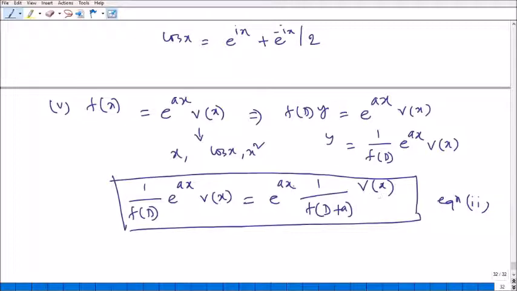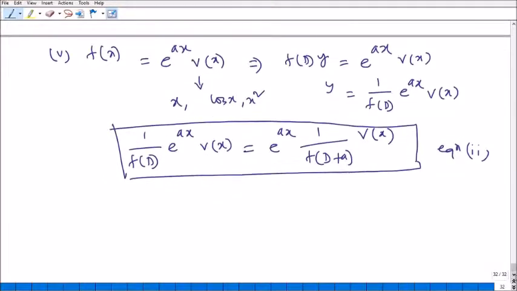So if the function is e to the power ax into x, then using this formula we can write e to the power ax 1 by f of d plus a into x. Then simply apply techniques such as the partial fraction or successive integration method to solve the non-homogeneous differential equation.